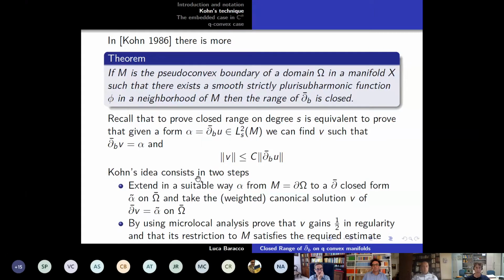Now, Kohn's idea consists of two steps. First, to extend in a suitable way alpha from M to omega to a d bar closed form on omega bar, and then to take the weighted canonical solution V of this d bar problem. And then, by using microlocal analysis, to prove that V gains 1/2 in regularity. And so when we take the restriction to M, we have that V satisfies the required estimate. So basically what is important is that M is the boundary of a complex manifold.